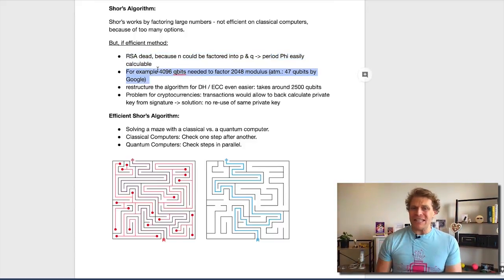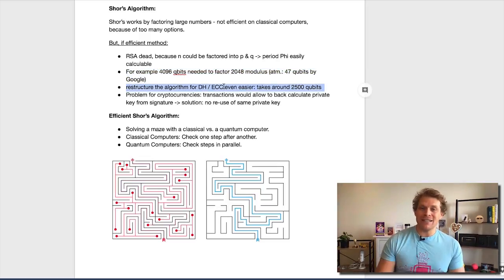Now, to give you an example, 4096 qubits would be needed to factor a 2048-bit modulus. A 2048-bit modulus is literally impossible to factor at the moment. Google right now is working with around 47 qubits. So we're not quite there yet, but remember, this is exponential growth, so we might not know how long this would take. If we look at Diffie-Hellman or elliptic curves, this is actually quite a bit faster. It would only take 2500 qubits.